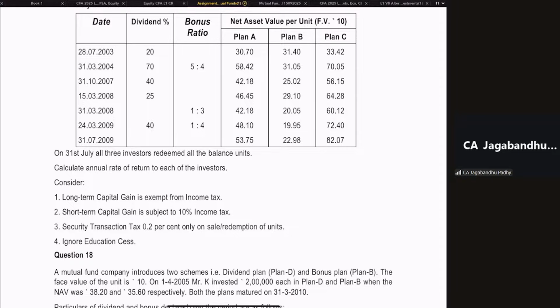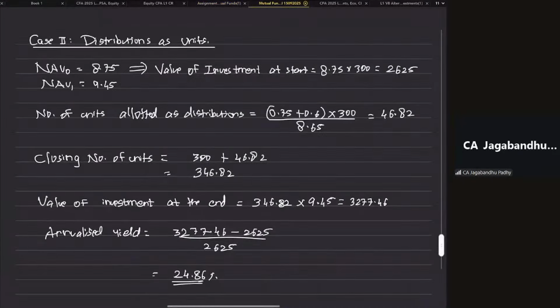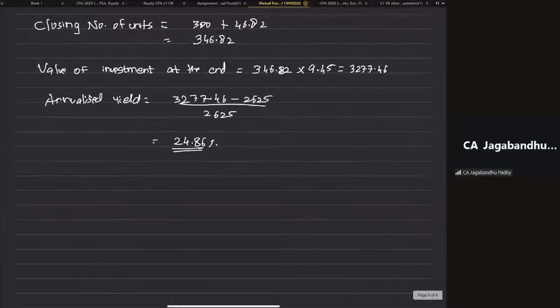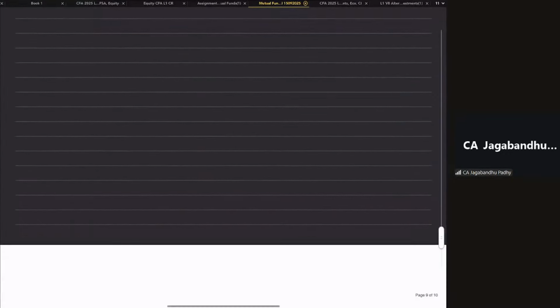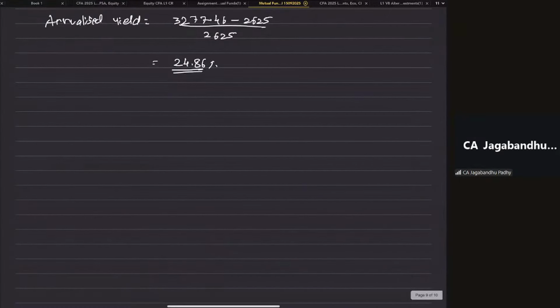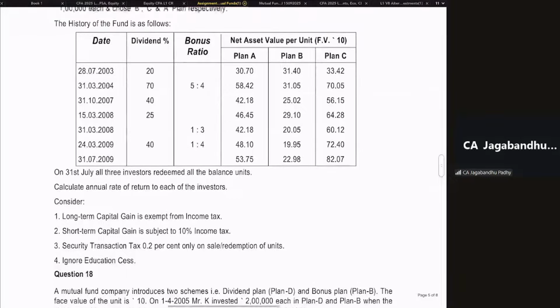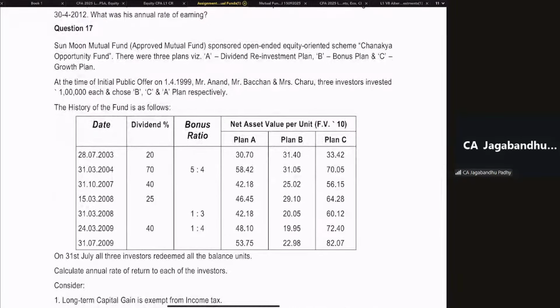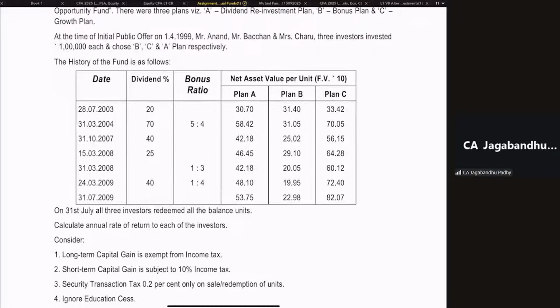So let us first talk of plan A, which Ms. Charu has invested in. So let's go for evaluating this plan, which is the evaluation of plan A, the dividend reinvestment plan. This is question number 17, guys, right? Okay, so I'll just need this data.